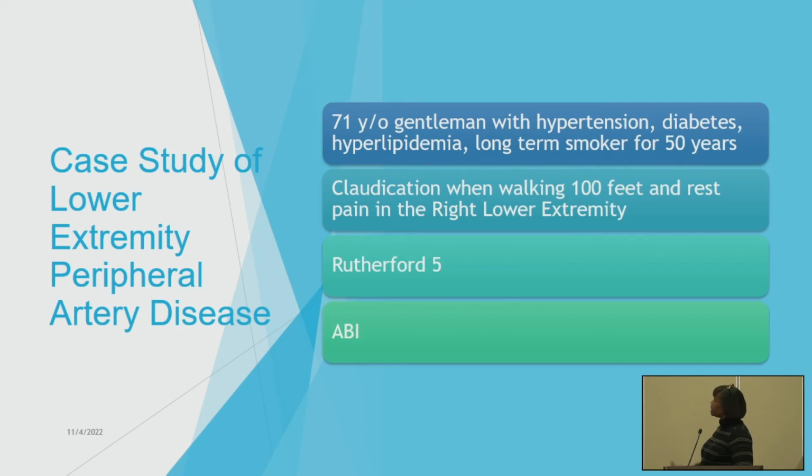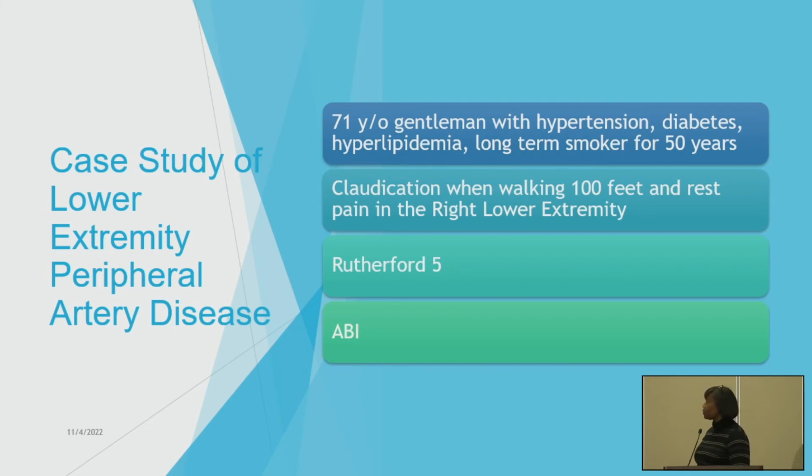Here's another case study. This patient is a 71-year-old gentleman with hypertension, diabetes, and he's a pack-a-day smoker for over 50 years. He's claudicating at 100 feet. Rest pain. My big analogy I use every time, and I always say it at these conferences, is the Walmart aisle. If they can't make it down the Walmart aisle, they can't walk 100 feet. Well, this gentleman couldn't even make it into the store to get in the cart. So that kind of lets you know where he is.